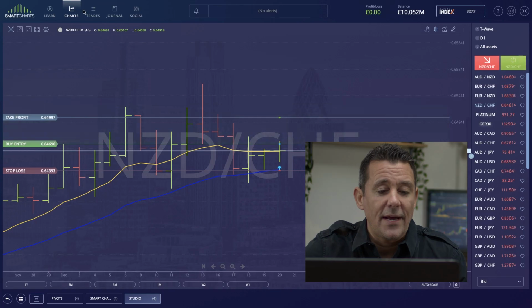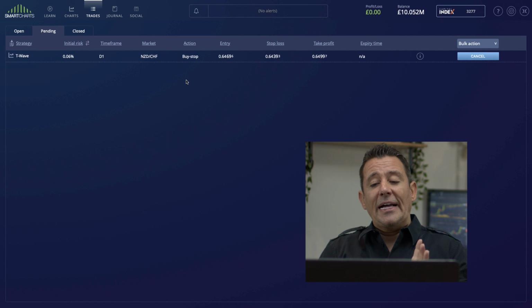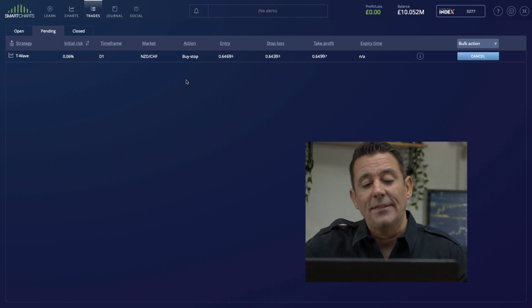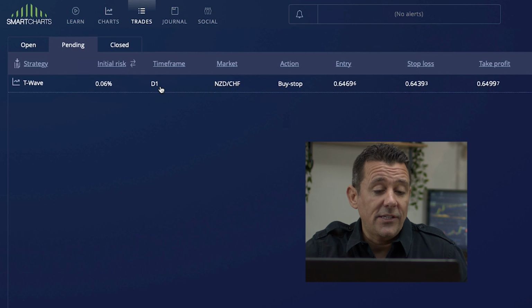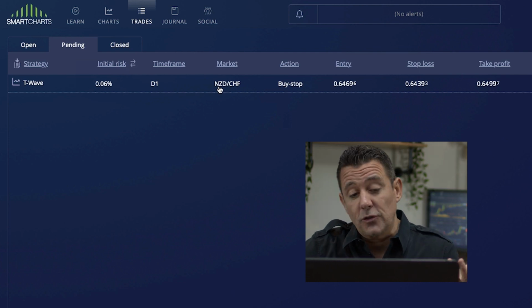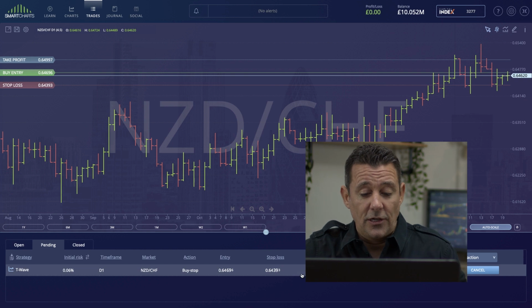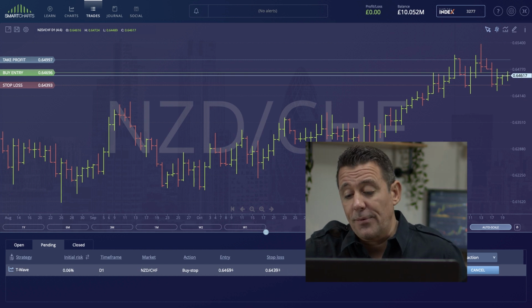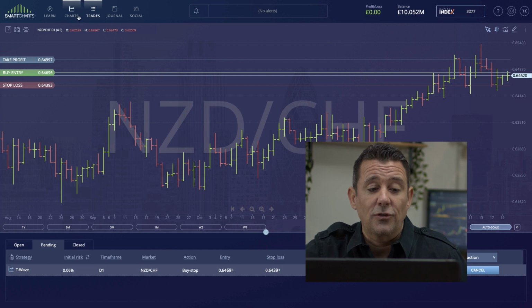So if I go to my trades screen and I can look at pending, that T-wave strategy is in my pending screen. If I click on that, it says, look, it's on the daily time frame. It's Kiwi, New Zealand dollar against Swiss franc. It's a buy stop. It shows me my entry price. It shows me my stop loss, shows me my take profit. I can cancel this trade if I want. I'm not going to do that. Obviously, I'm going to let this position run.